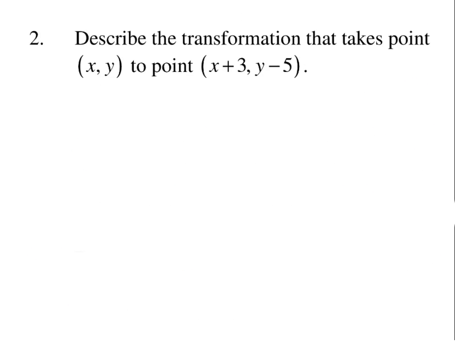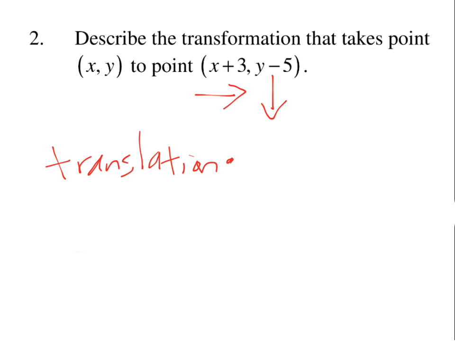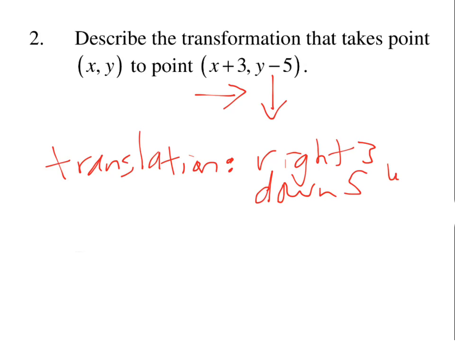Number 2, transformation that takes point x, y to point x plus 3, y minus 5. So if you're adding 3 to all your x's, you're going to be moving your shape to the right 3. And if you subtract 5 from all your y's, your figure's going to go down 5. So this is a translation. Right 3 and down 5 units.